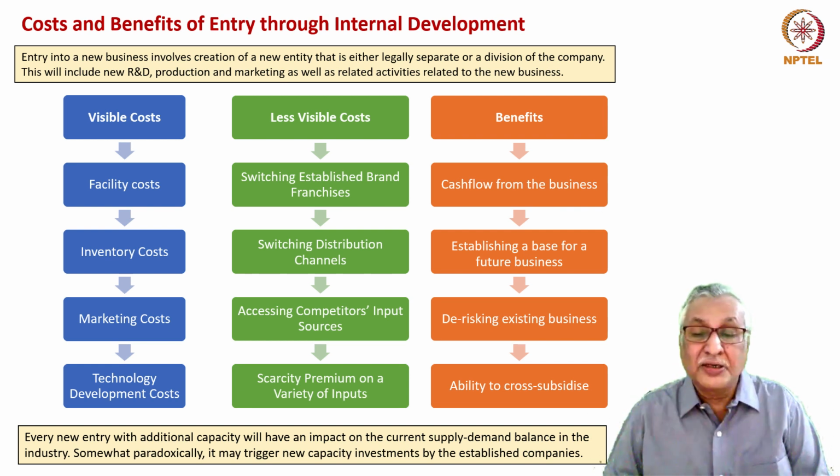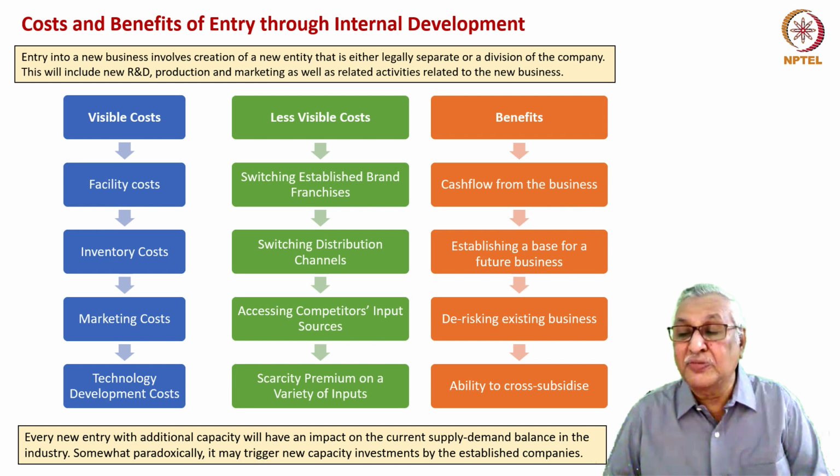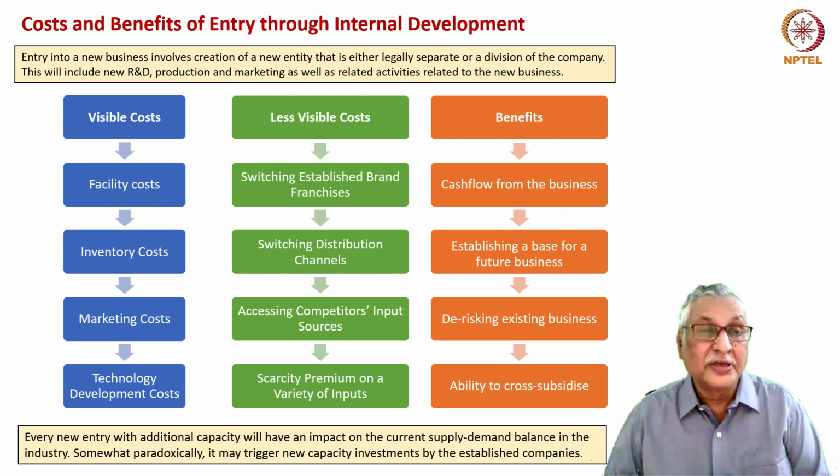By doing organic development, you would be de-risking existing business, you would be choosing the sequencing and timing of new entry, and you also will have the ability to cross subsidize. The emerging businesses can be cross subsidized by the core businesses. And every new entry with additional capacity will have an impact on the current supply demand balance in the industry. Somewhat paradoxically, it may even trigger new capacity investments by the established companies.